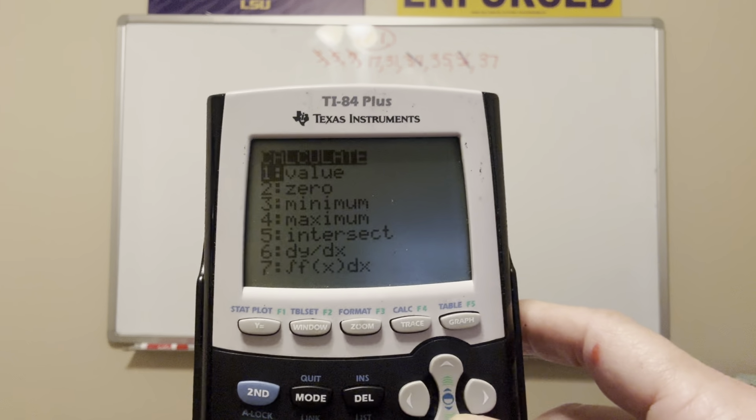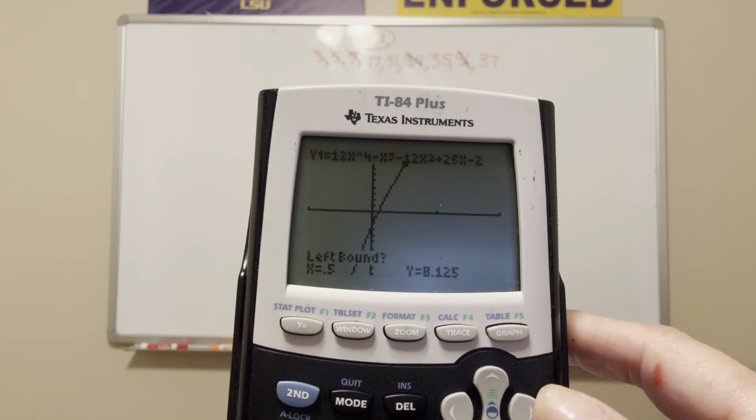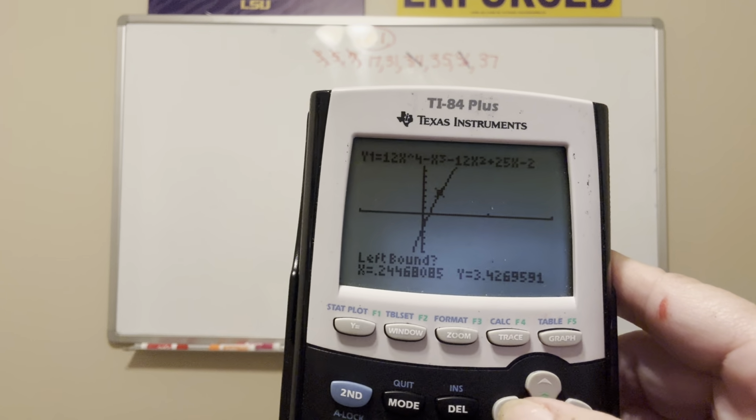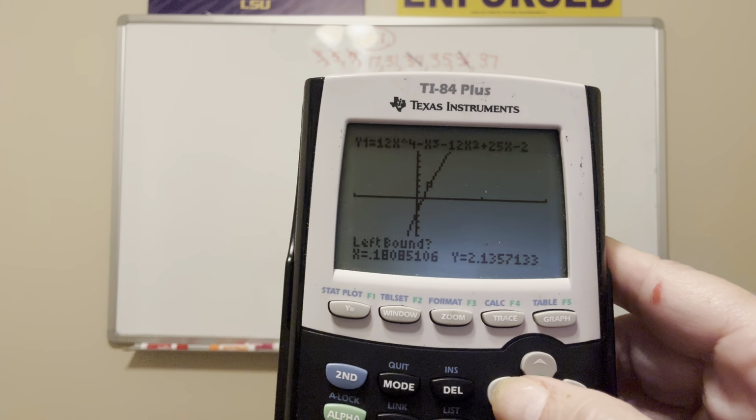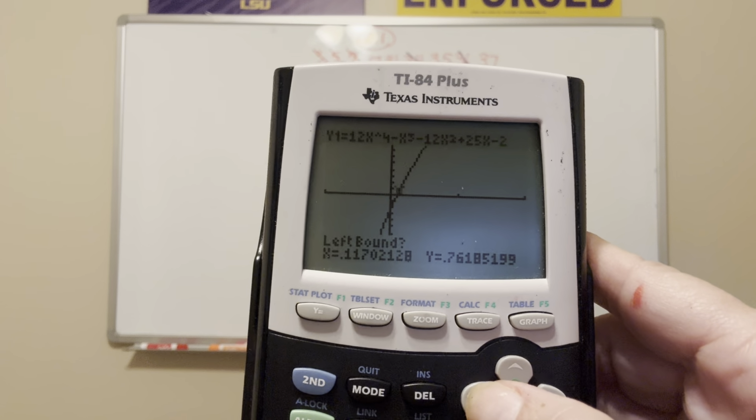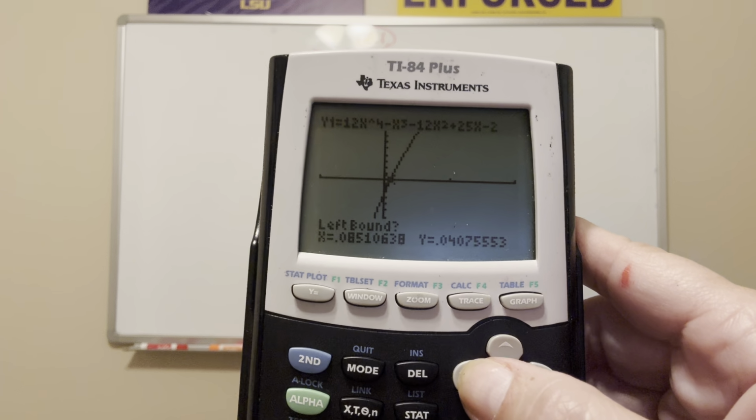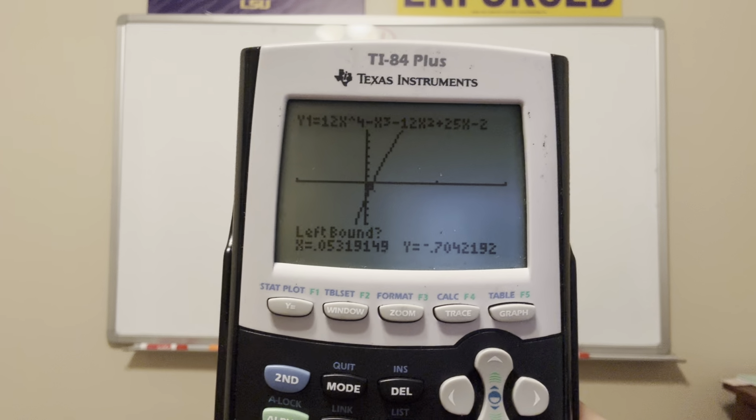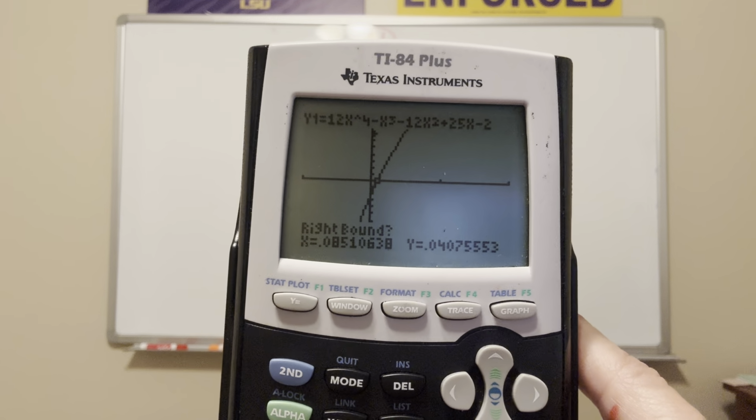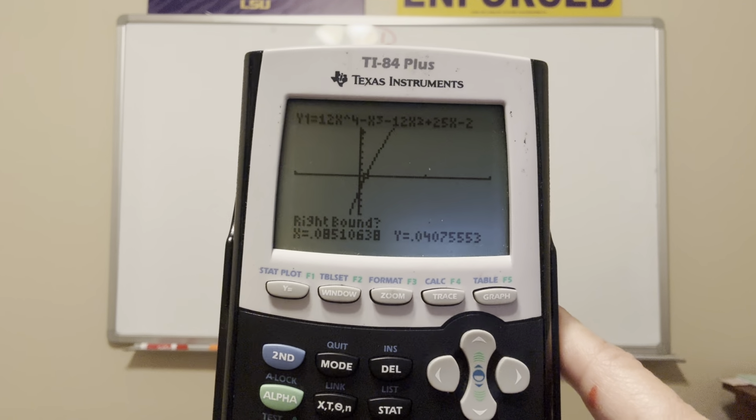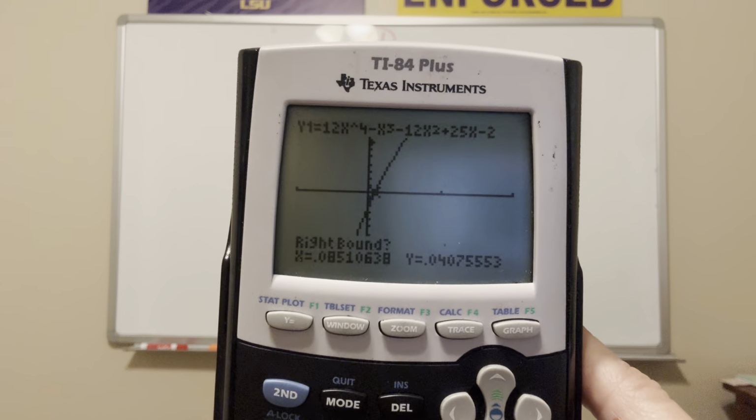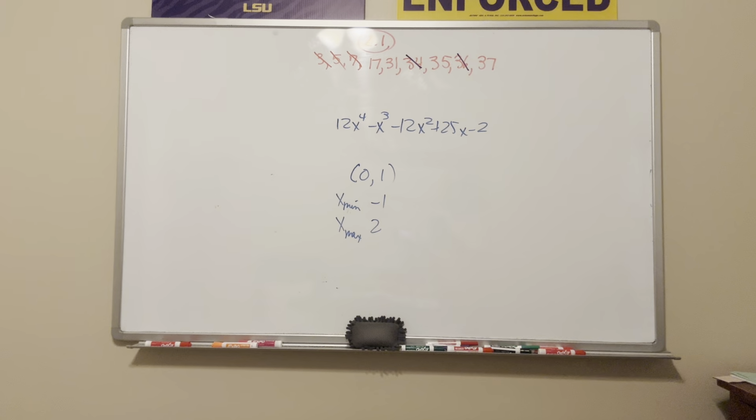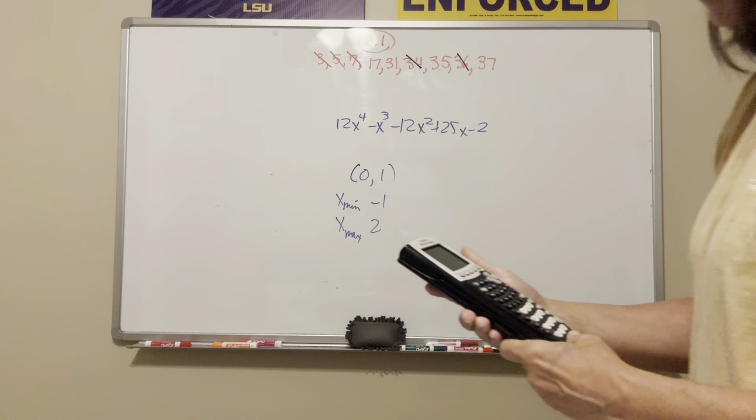Second trace, 0. My cursor's way up here. I got to go back to the left. Remember, we're only going left and right till y changes to a negative value. Okay, y just became negative. So that's my left bound, enter. Right bound, y becomes positive. Making sure. Enter, enter. So 0.083 repeat.